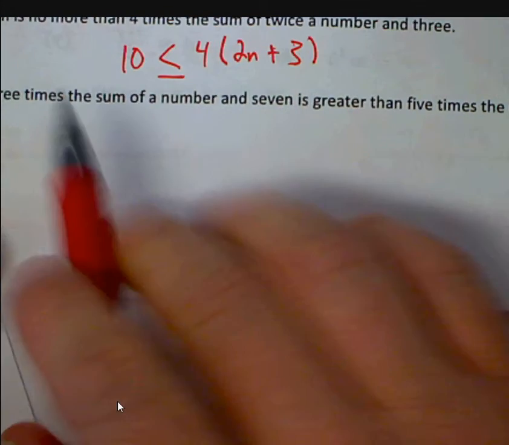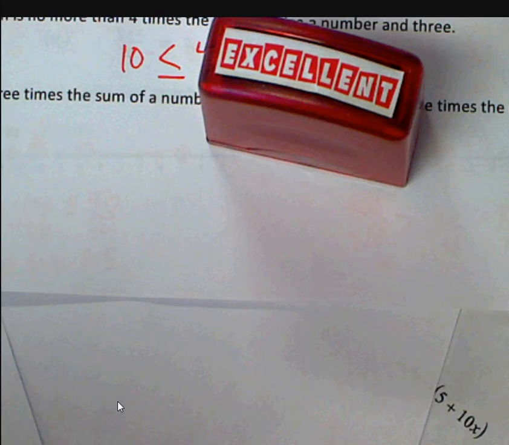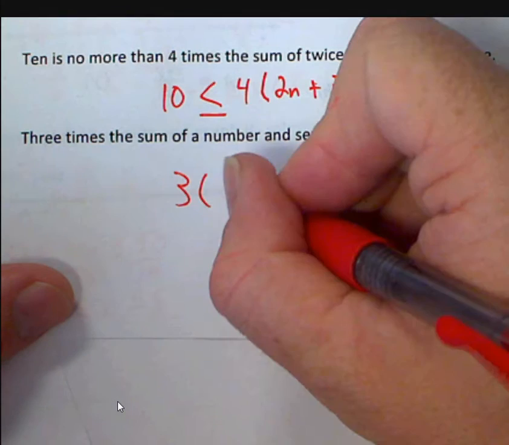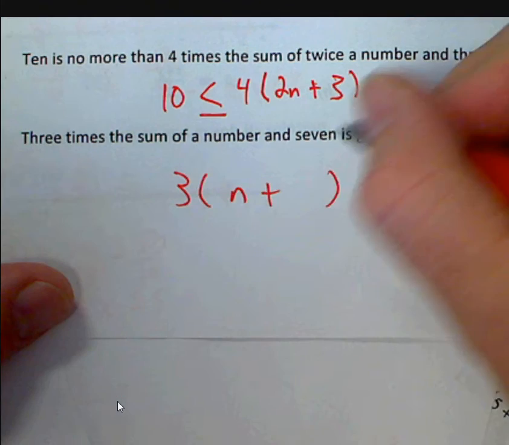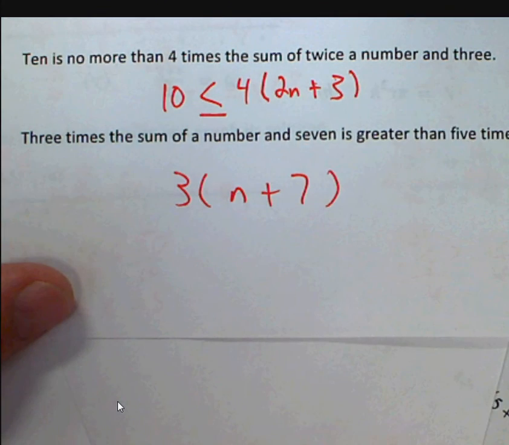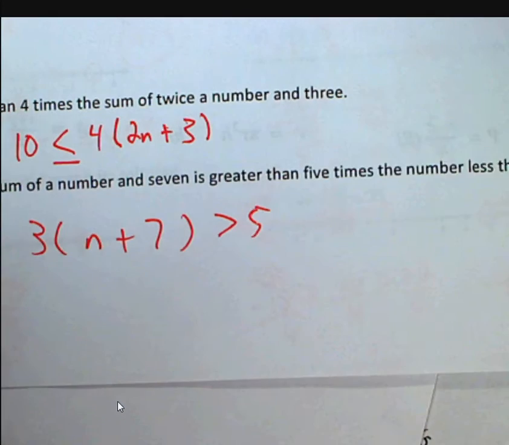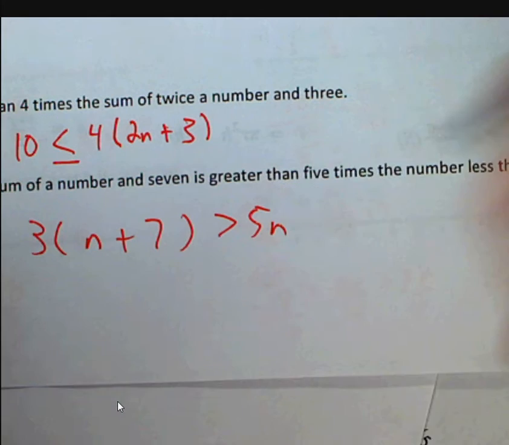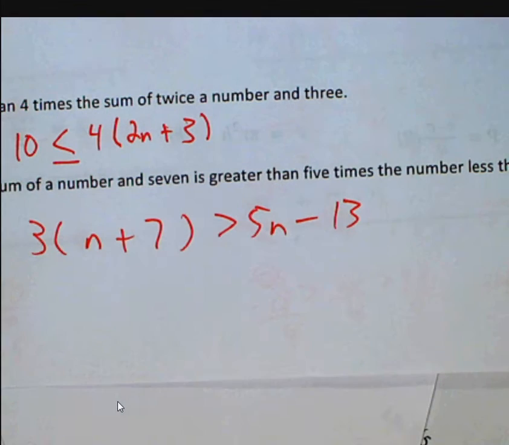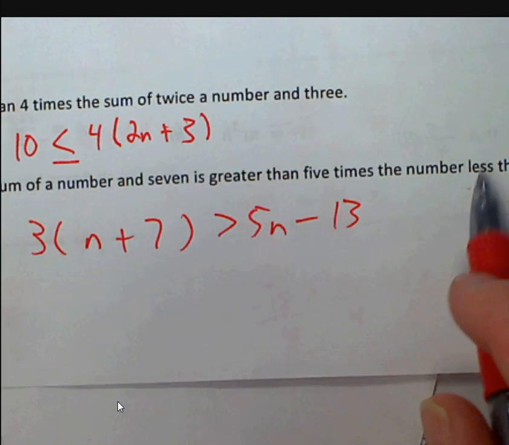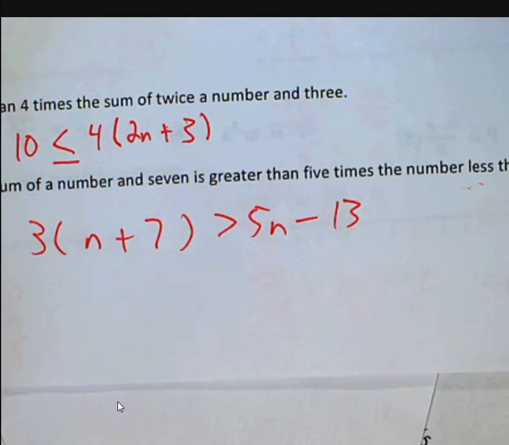The bottom says, pause the video, try first. So 3 times the sum, 3 times parentheses, the sum of a number and 7 is greater than 5 times the number less 13. Now since they don't say less than, we don't have to put it to the back. Or, I mean, we did anyways, but less than means just subtract. There's how you set that up.